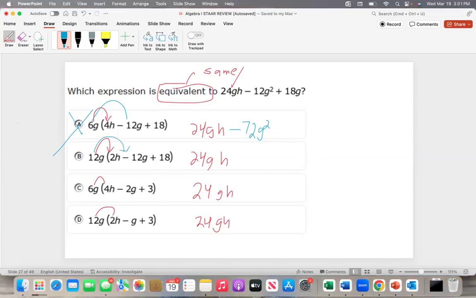Negative 12 times positive 12 is negative 144. And that makes that a G squared. That is not a 12. So we know it's not B.